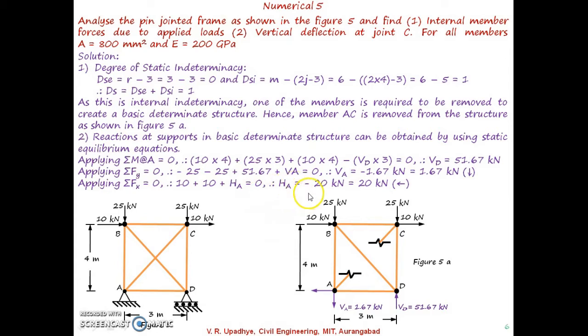This must be equal to 0. So again HA is equal to minus 20. So the meaning of this minus 20 is that this is not in the positive x direction, this is in the negative x direction. So that is 20 kilonewton acting in the negative x direction. So that gives us the reactions at different supports. So after finding these reactions, we need to go further for analysis of internal member forces due to these externally applied forces as well as the reactions.